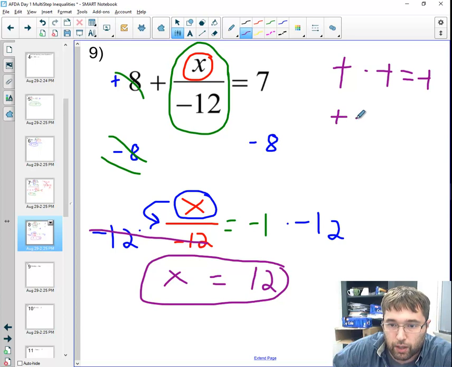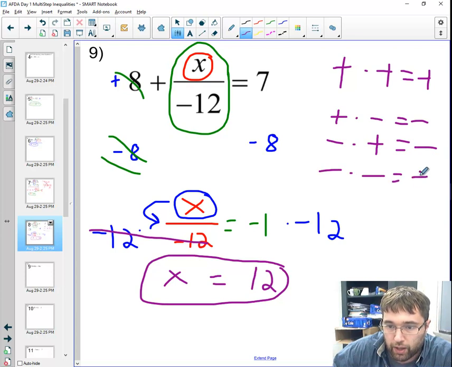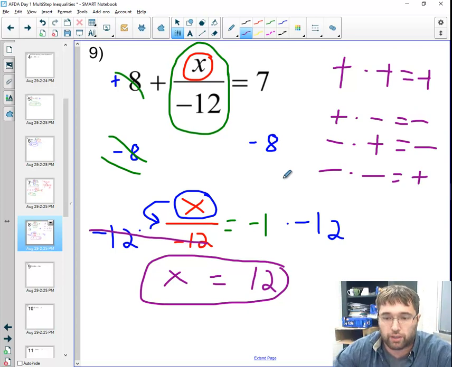A positive times a negative equals a negative. A negative times a positive equals a negative. And a negative times a negative equals a positive. Double negative is double positive.